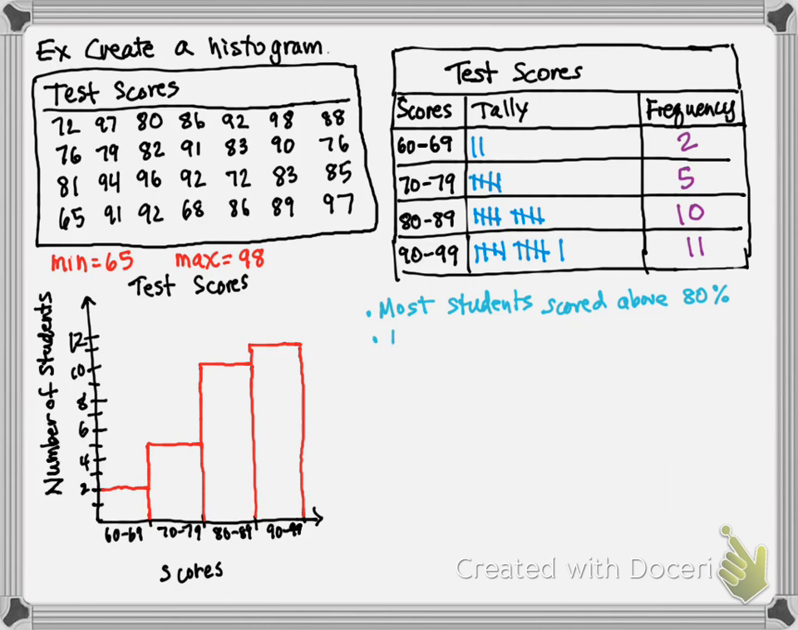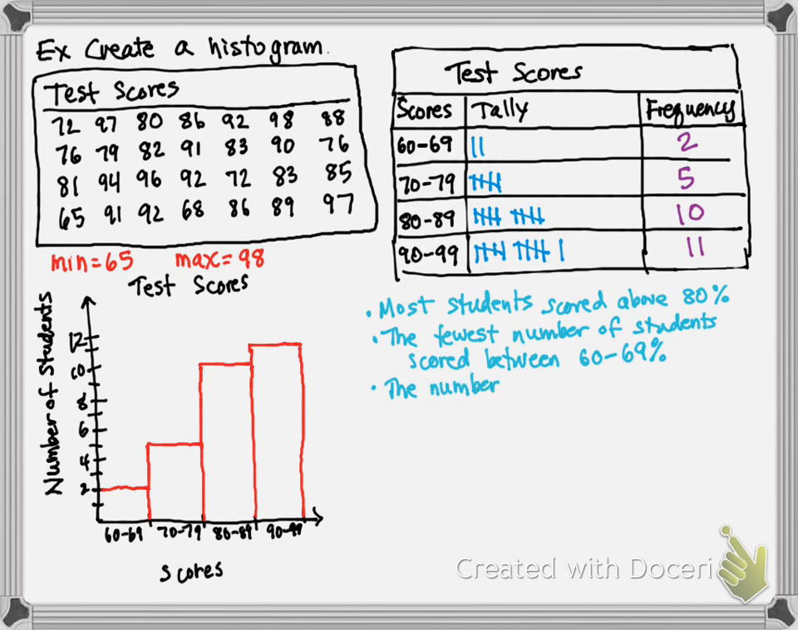We would say the fewest number of students scored between 60 to 69. We could say percent. We could say the number of students increased as the scores increased.